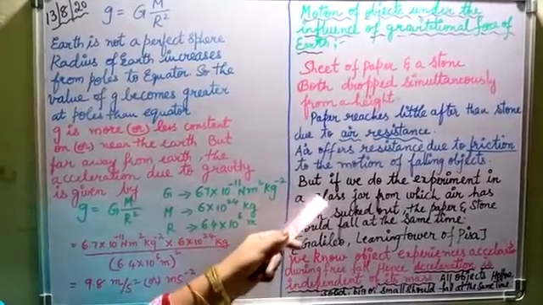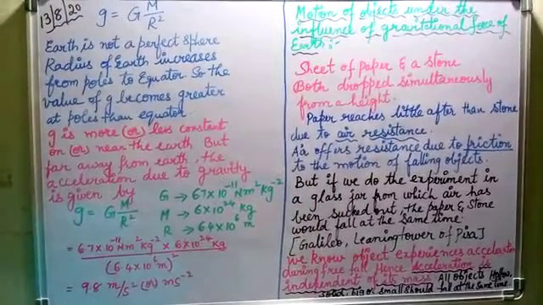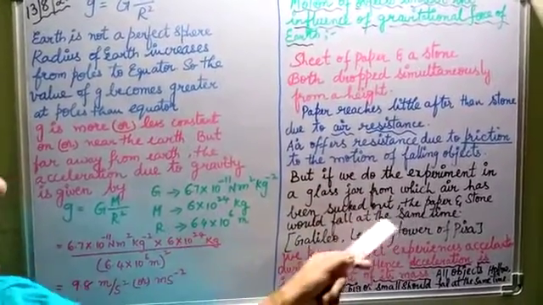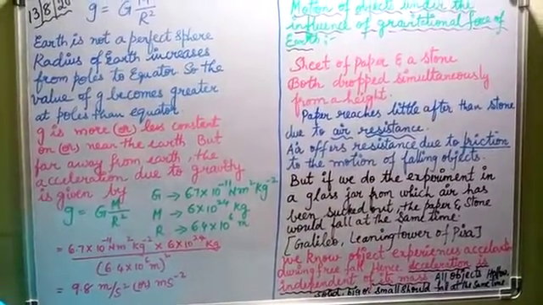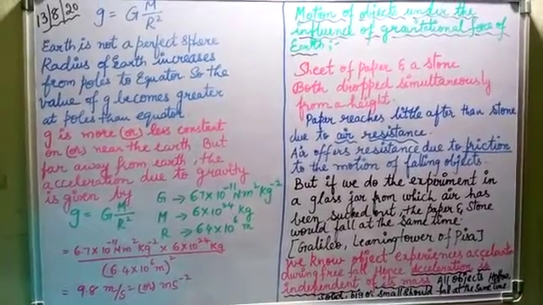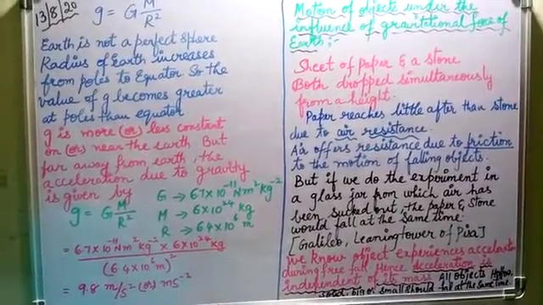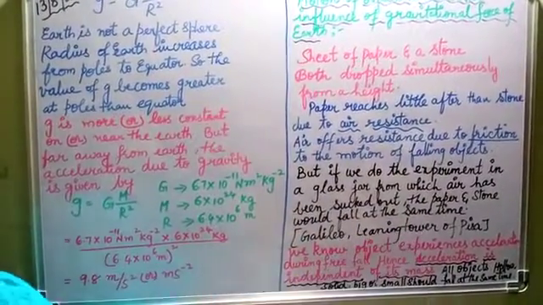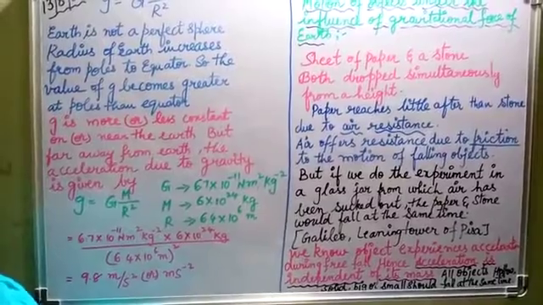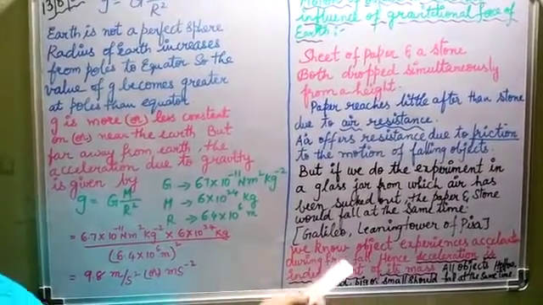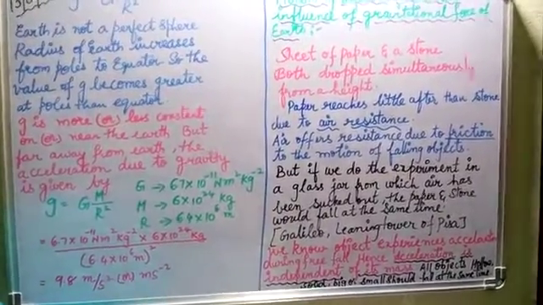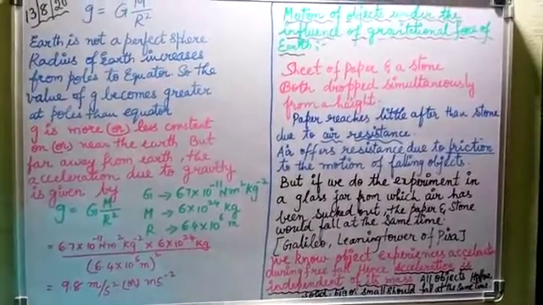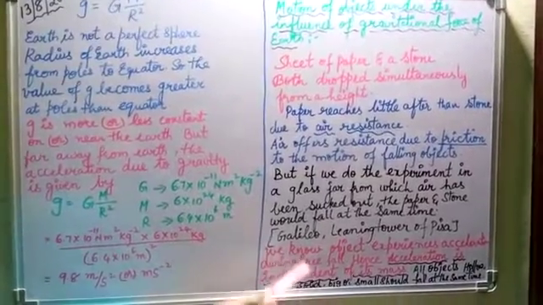But if we do this experiment, dropping the stone and the paper in a glass jar from which air has been sucked out, in the sense that the air is removed from the glass jar, then the paper and the stone would fall at the same time. They reach the ground at the same time. This was observed by the scientist Galileo at the Leaning Tower of Pisa, where he threw different objects from the tower.